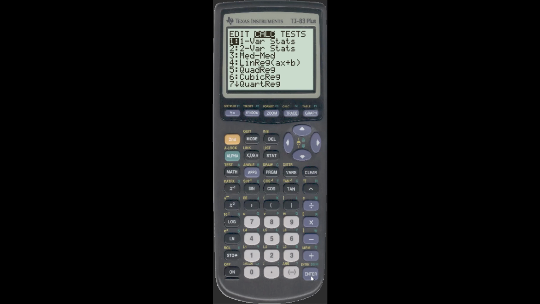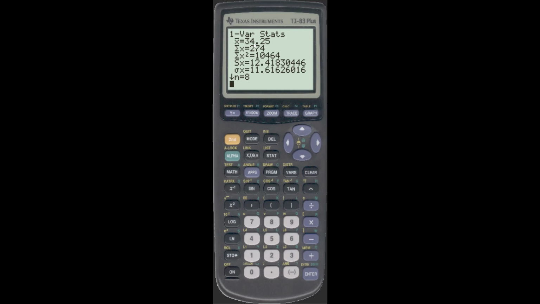Hit enter. Now yours probably has a screen. Mine is not very modern, so I have to actually type in L1, but yours should already say L1. You don't have anything that says L1? No, it just says 1-Var Stats. Okay, to get L1, it's second, and then L1 is above the 1 key. I know this seems like a lot, but do it a few times and you'll have it down, and it saves you a ton of time. All right, I got it. And then you hit enter.